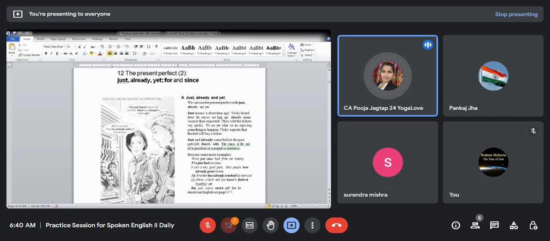Okay, just, already, yet. We can use the present perfect with just, already, and yet. Just means a short time ago. Vicky heard about a concert not long ago. Already means sooner than expected. They sold the tickets very quickly. We use yet when we are expecting something to happen. Vicky expects that Rachel will buy a ticket. Just and already come before the past participle.